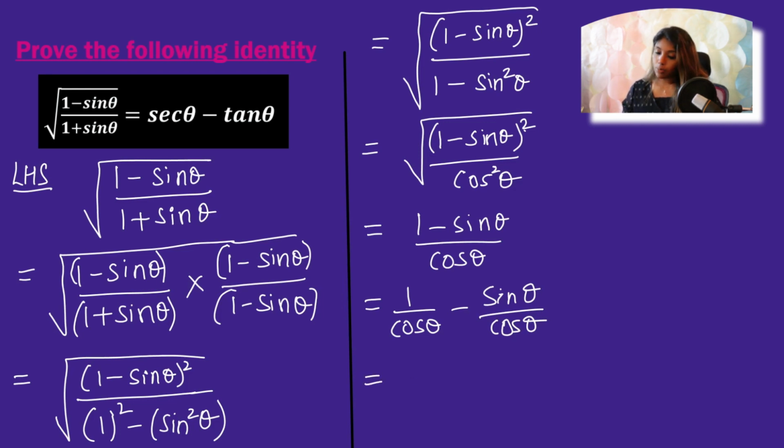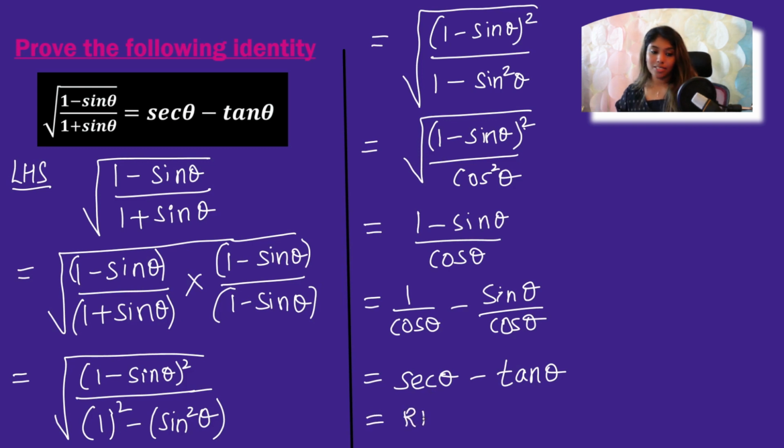We also know the reciprocal relations. 1 over cos theta is secant theta, and sine theta over cos theta is tan theta. So that is basically your right-hand side of the equation. That's it. We are done. So this is how you prove using the conjugate method.